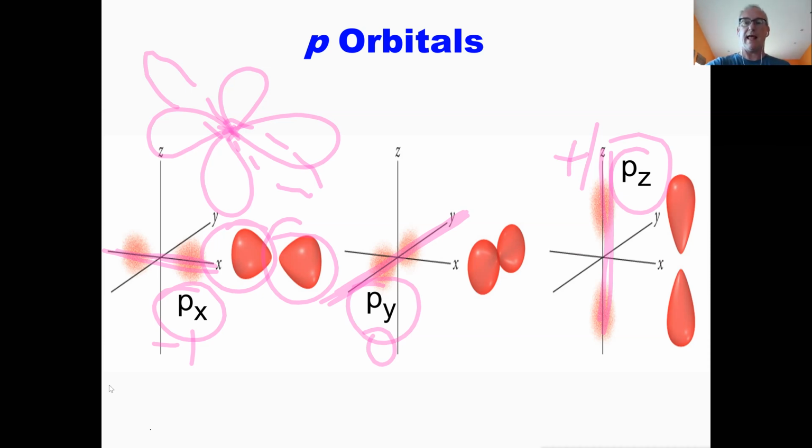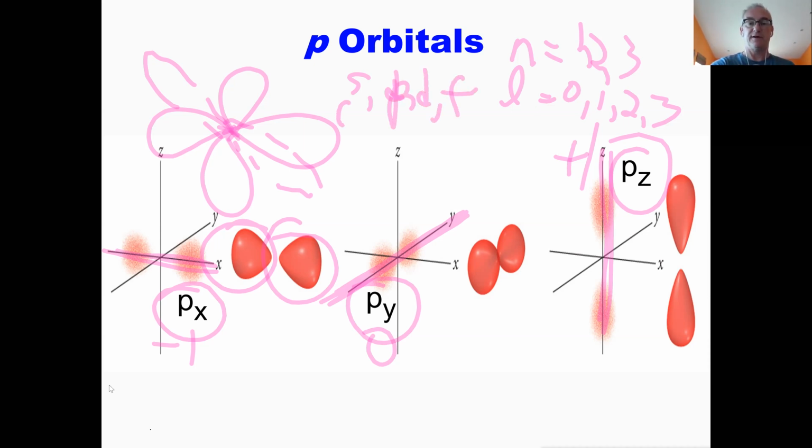So n tells you which shell, how far away. So 1, 2, 3, whatever. Next is l, and that tells you which subshell we're dealing with, s, p, d, or f. And those numbers are 0, 1, 2, or 3. The first one is 1, 2, 3, 4, 5, 6, 7. l can only have 4 values, 0, 1, 2, 3, for s, p, d, and f.